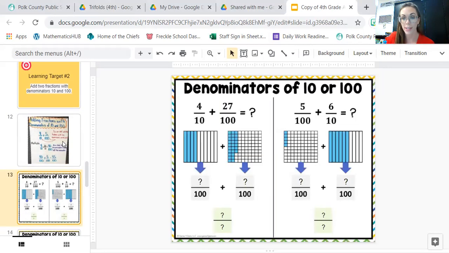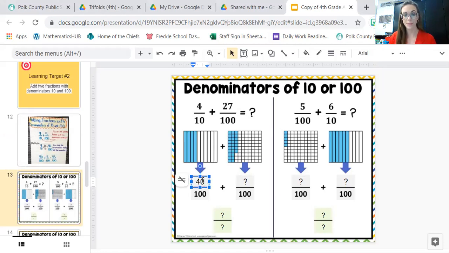You have 4/10 plus 27 hundredths. We need to make those denominators the same. So we're going to change it into an equivalent fraction with 100 in the denominator. So 4/10, we learned we can multiply the numerator and the denominator by 10 to get an equivalent fraction. 10 times 10 gives us our 100 in the denominator, and we also do it to the numerator. 4 times 10 equals 40. For the second fraction, we already have hundredths, so we're going to bring that down, 27 hundredths.